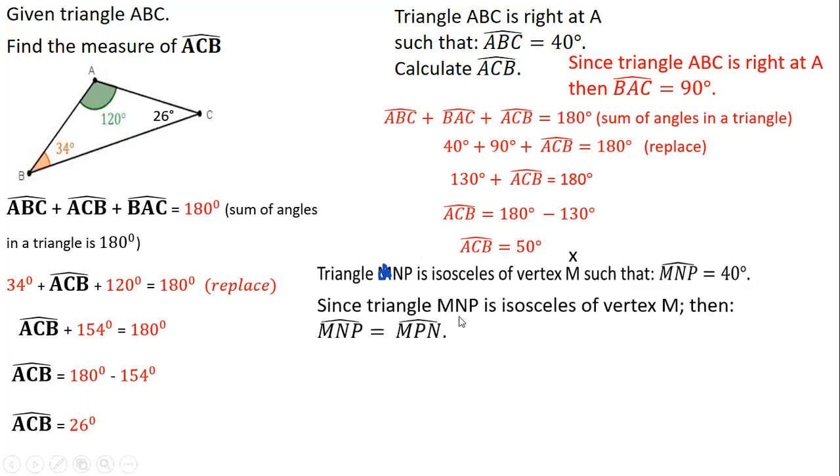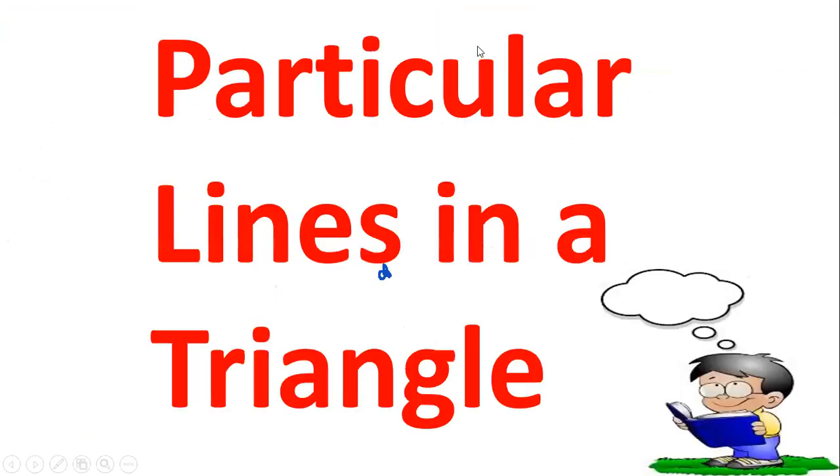So we write, since triangle MNP is isosceles of vertex M, then angle MNP is equal to angle MPN. What is the measure of angle MNP? It's given 40 degrees. So what will be the measure of angle MPN? It's also 40 degrees. Please resolve these exercises because they are very important before I send you a worksheet to solve. Now, I will talk about a very important part of our lesson, which is the particular lines in a triangle.